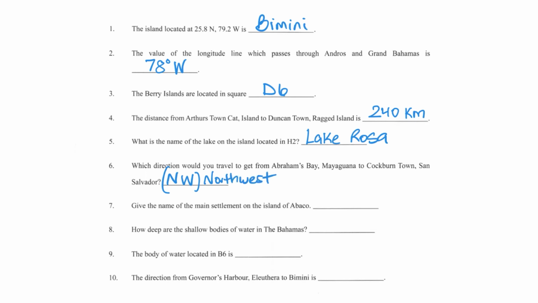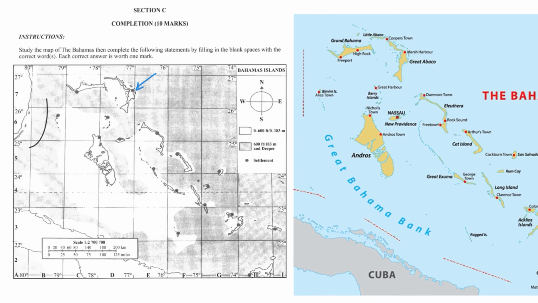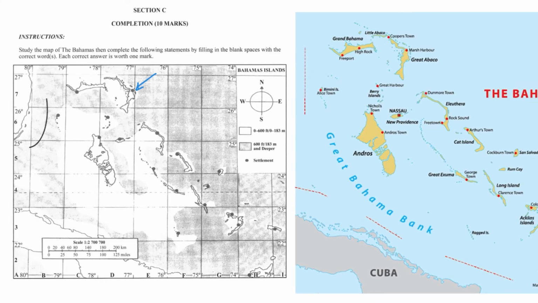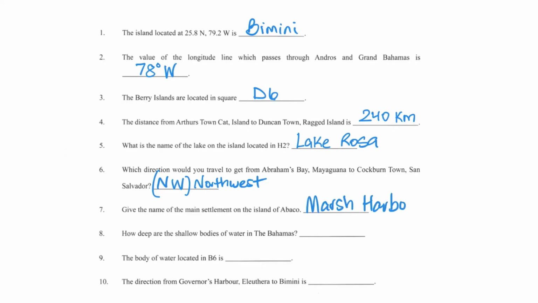Number 7 says, give the name of the main settlement on the island of Abaco. Okay, let's compare the two maps together. The main settlement on the island of Abaco is Marsh Harbor. Okay, so we just write that in there. Number 8, how deep are the shallow bodies of water in the Bahamas?